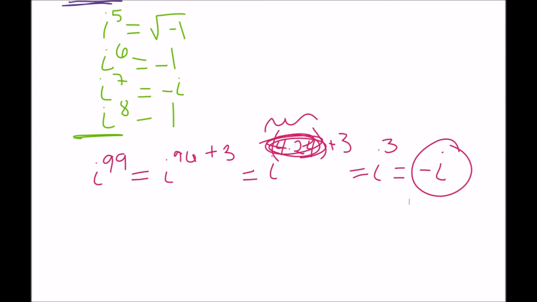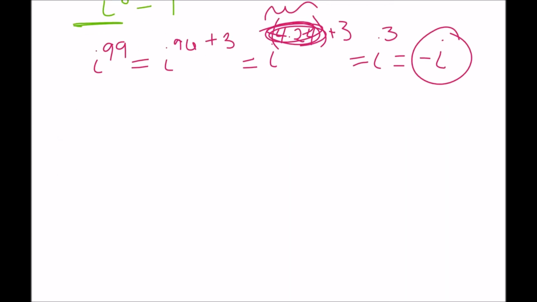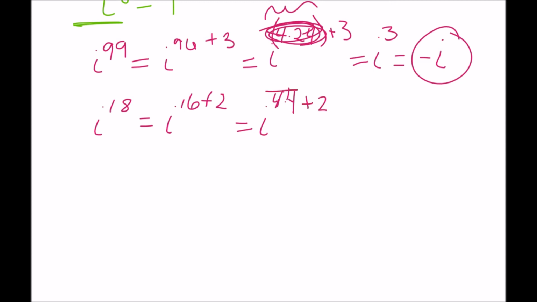So let's do another example. How about i to the 18th? If you multiplied it out 18 times, it wouldn't be too bad, but it still might be time consuming. So what's the nearest power of 4 that we know? Well, how about 16? So i to the 16 plus 2. Well, we know that would be i to the 4 times 4 plus 2, which this is a multiple of 4, so we can just scratch it out. We get i squared, which we know is -1.